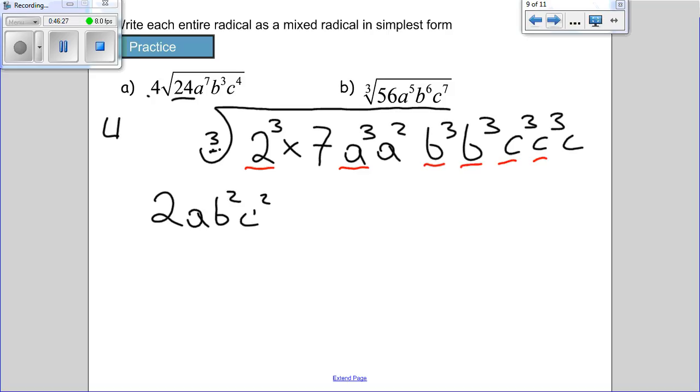You don't have to write your times in the answer, you can just write them side by side. And that would be it. We're not done this lesson. Yeah, because there was 2 that came out.